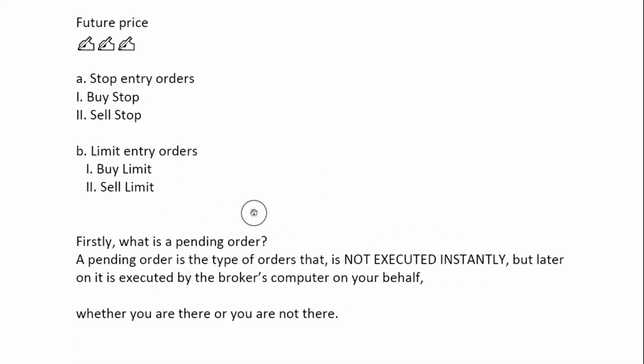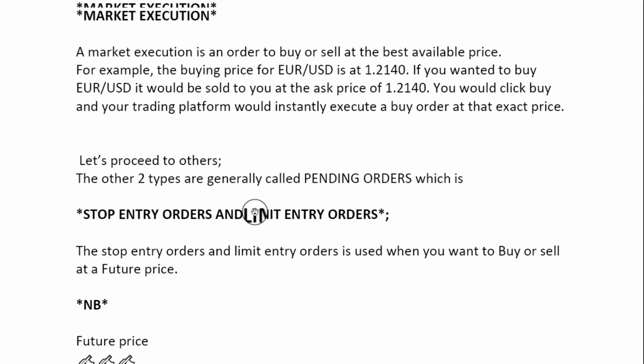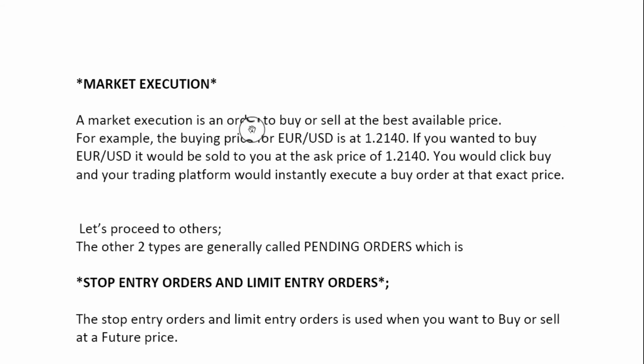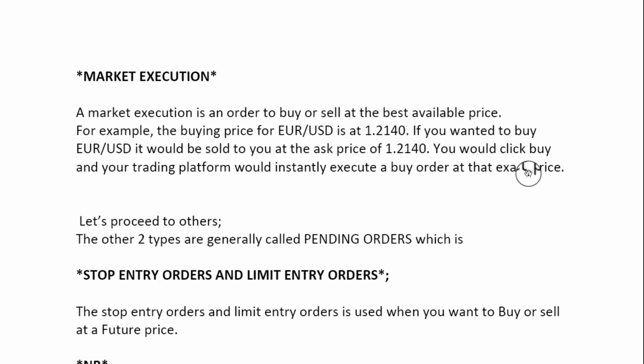Okay, so I've already explained what these things mean, right? We said market execution is an order to buy or sell at the best available price. For example, if the buying price for Euro USD is at 1.2140, and you wanted to buy Euro USD, it will be sold to you at the ask price of 1.2140. You would click buy, and your trading platform will instantly execute a buy order at that exact price. This is called market execution.